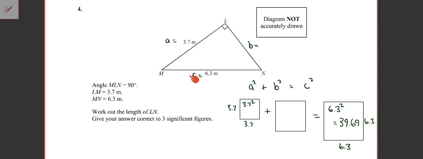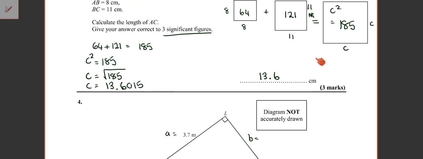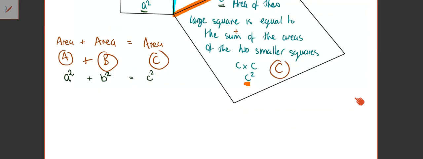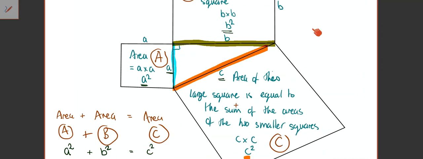So I've labelled that side C. Why is that the one that should be C? Because it's the biggest, the longest side. So the other two, A and B, give you the two smaller squares. Remember, Pythagoras' theorem was two smaller squares added together to make the larger square, which was not very well drawn on mine, but we did that at the beginning.